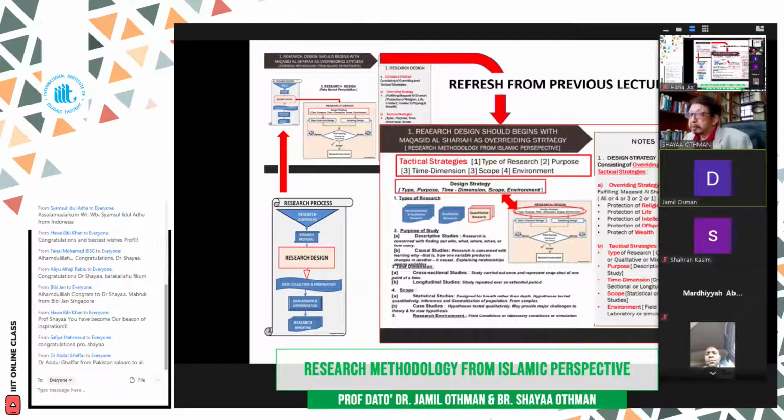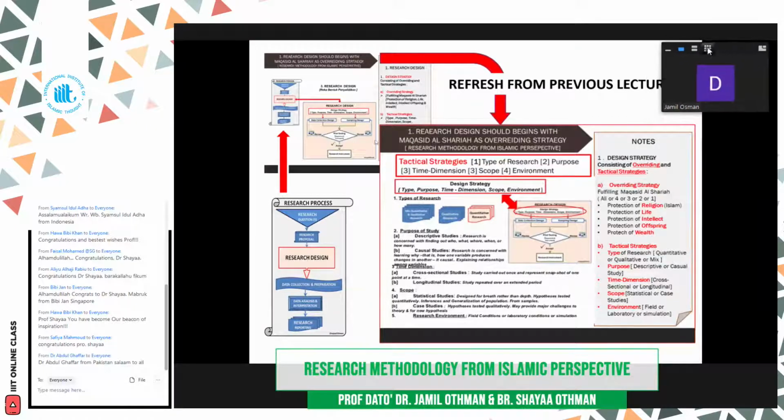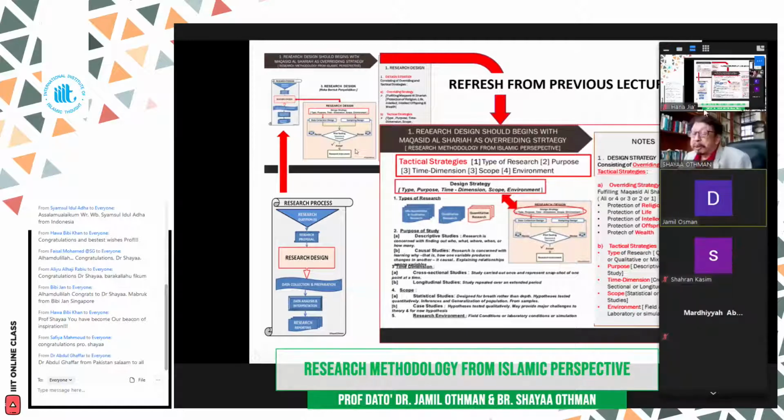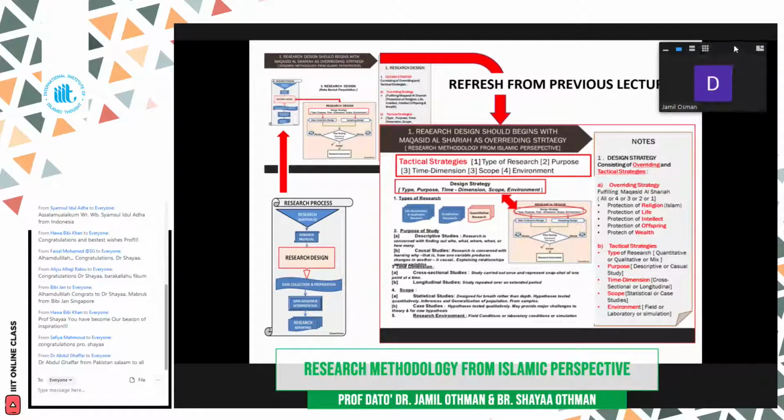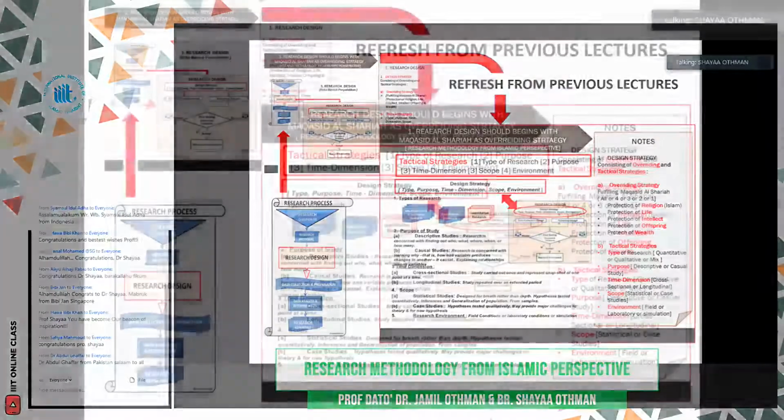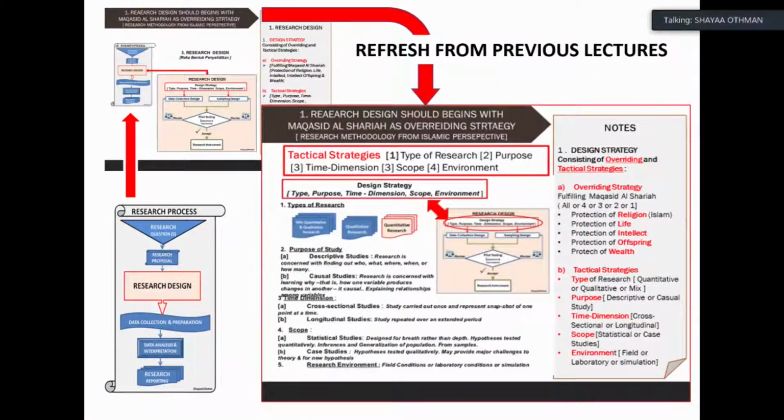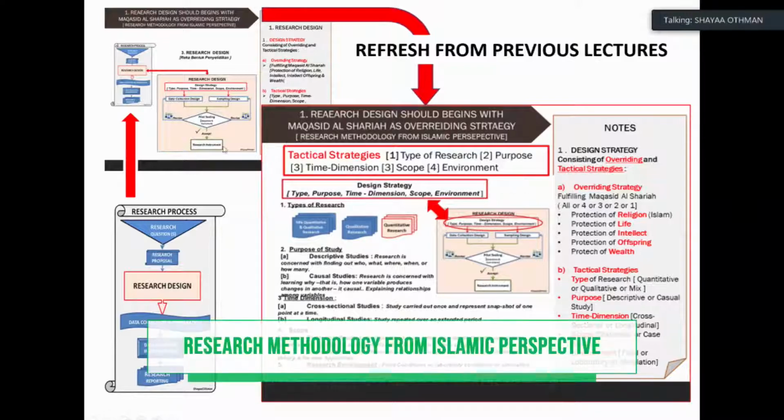Maqasid al-Sharia is protection of religion, protection of our life, human life. The third, protection of our intellect, protection of our offspring, and of course, lastly, protection of our wealth resources. And these are the basic principle of overriding objective of research. Meant to say we should direct our research so that we're able to protect or achieve the ultimate objective of Sharia. These are overriding objectives what we have discussed earlier.